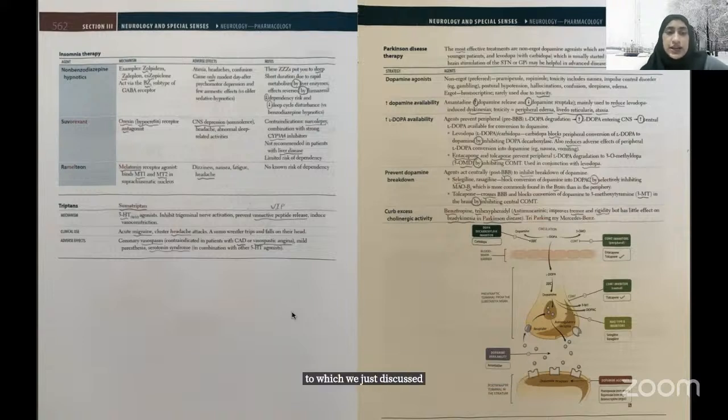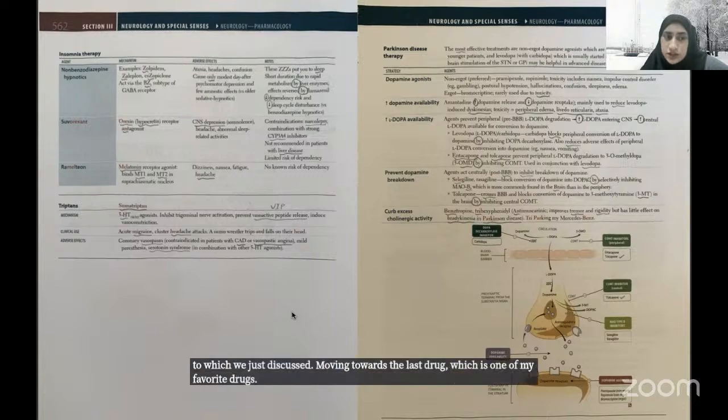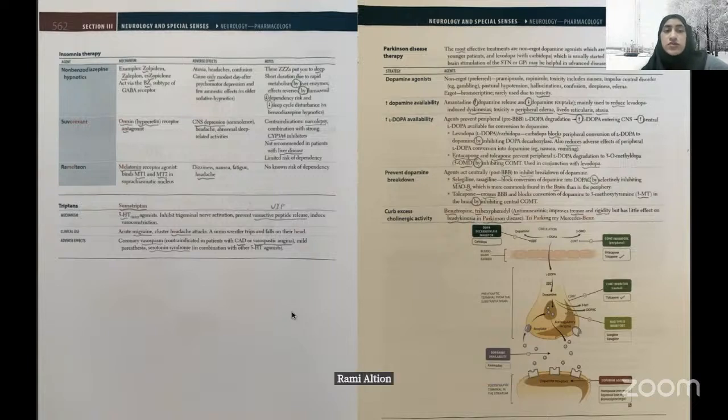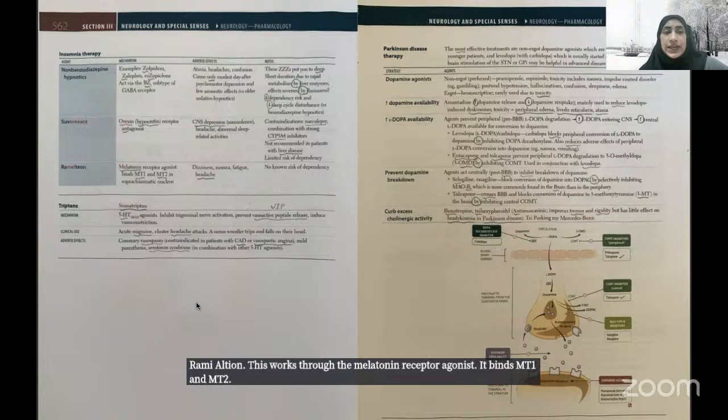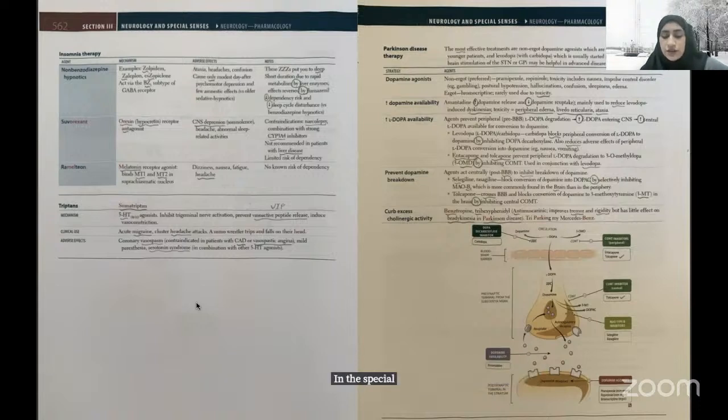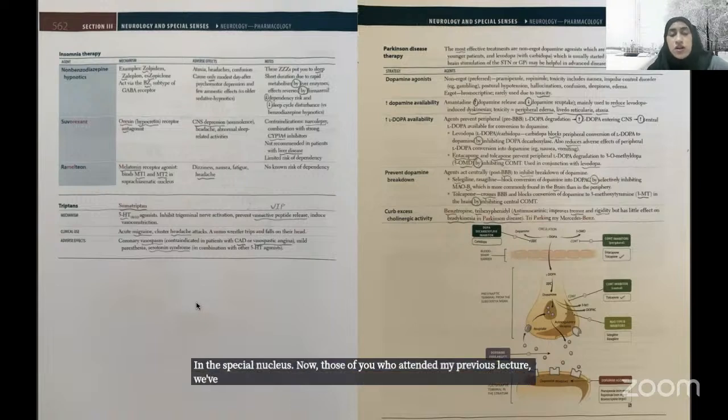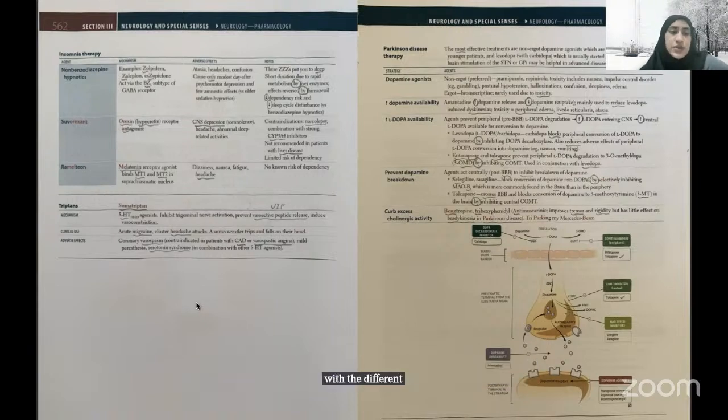Moving towards the last drug, which is one of my favorite drugs, ramelteon. This works as a melatonin receptor agonist. It binds MT1 and MT2 in the suprachiasmatic nucleus. Now, those of you who attended my previous lecture, we've already been through the table with the different types of nucleus. So this is the suprachiasmatic nucleus.